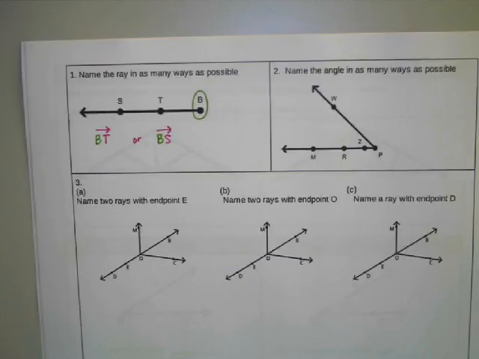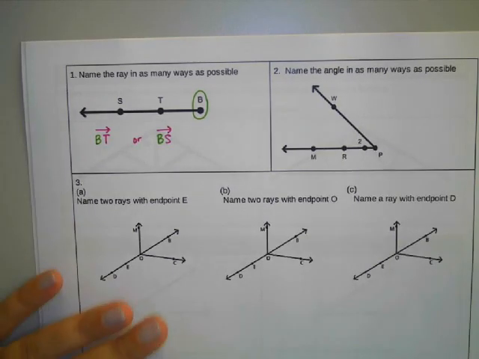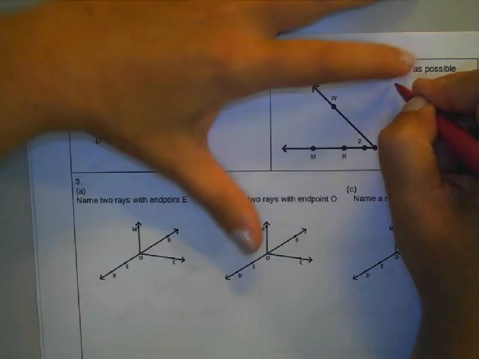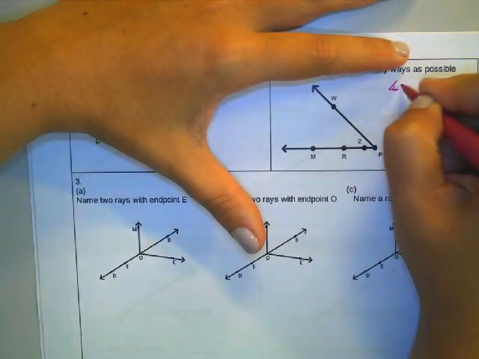For this angle, I'm going to go ahead and name it as many ways as possible. Now, the first thing I'm going to do is look for how I might use 3 letters. So if I start with W, I could name this angle W.